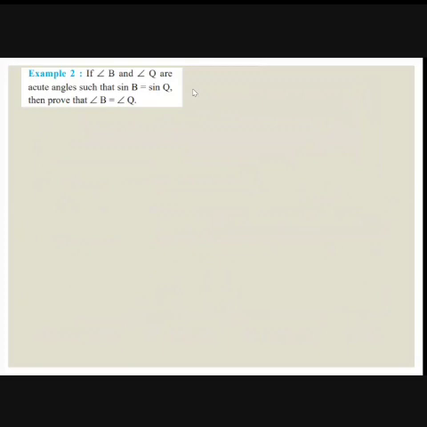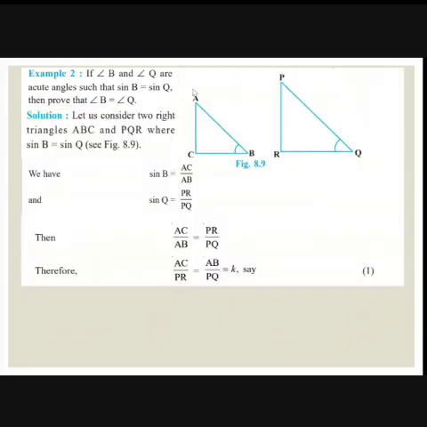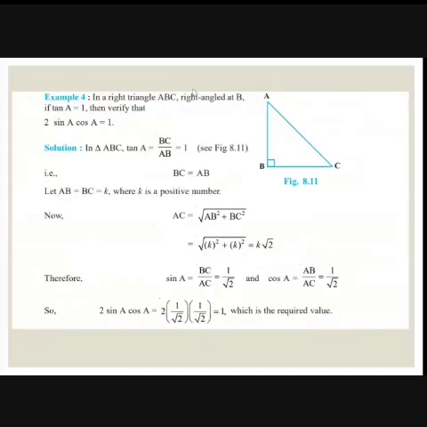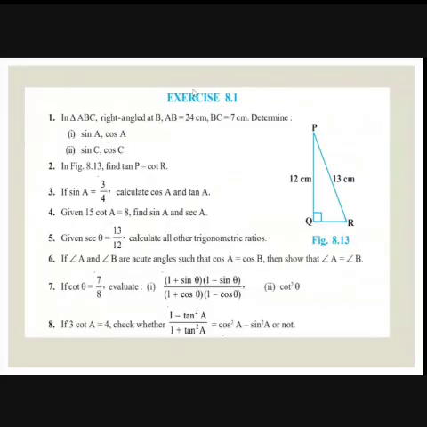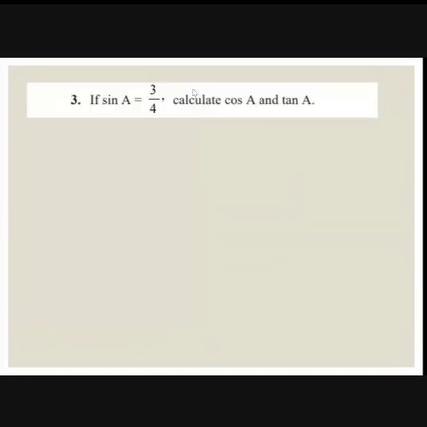Exactly the same way, I am doing example 2. Once again, I could have taken the whole thing, but I have taken it step by step so that the children understand it better. So this question is done. Example 4, and then exercise 8.1 we have. Exercise 8.1, again there are a few questions.